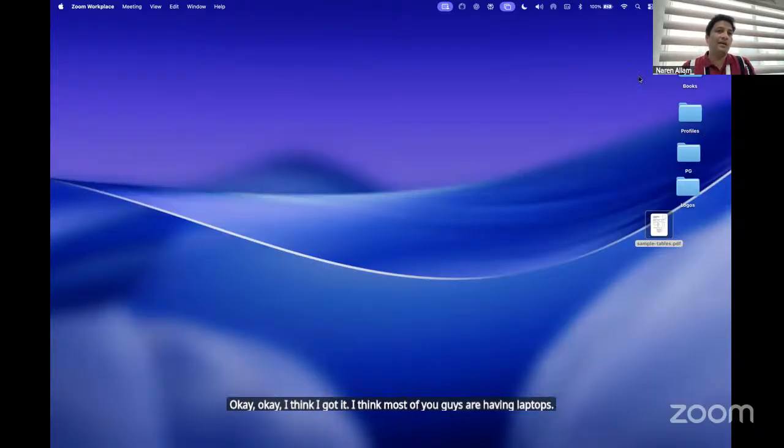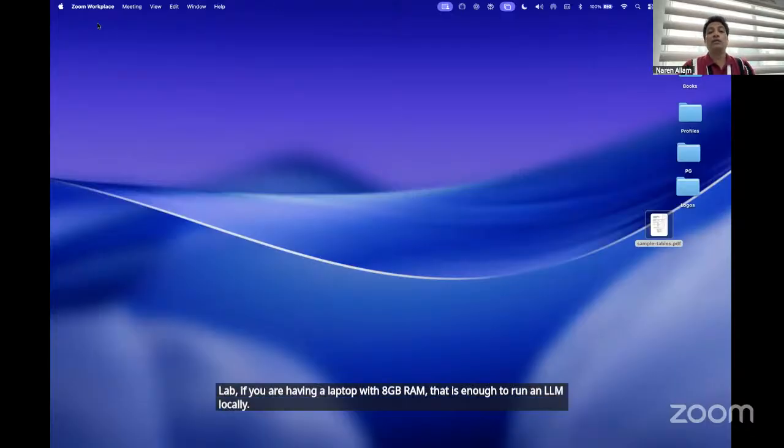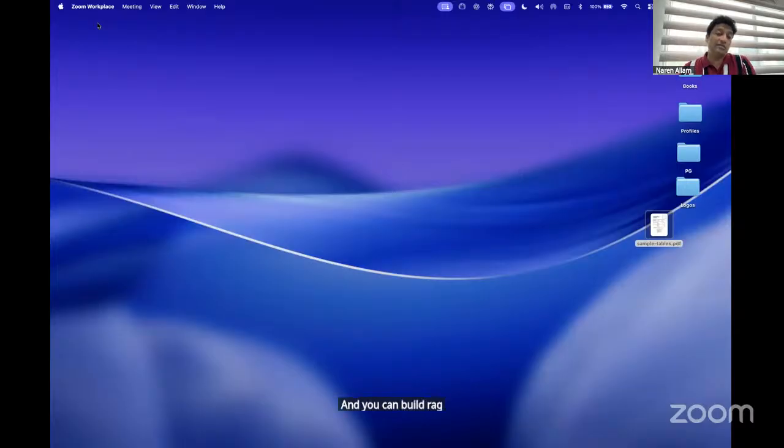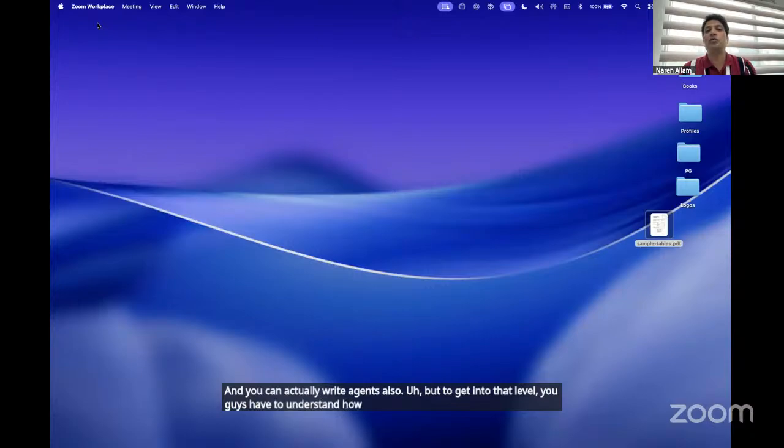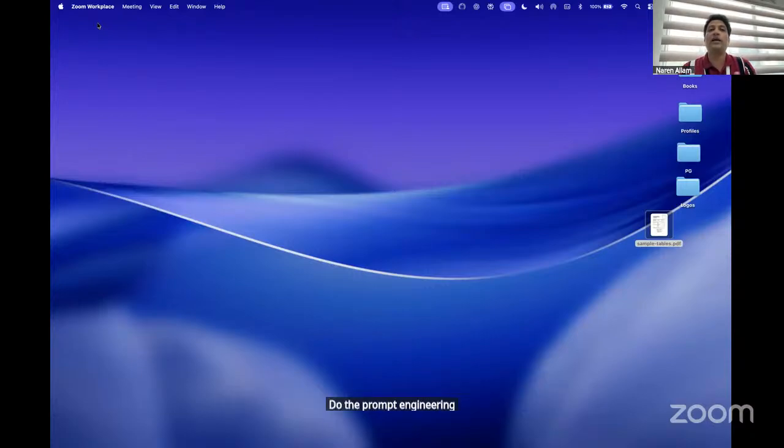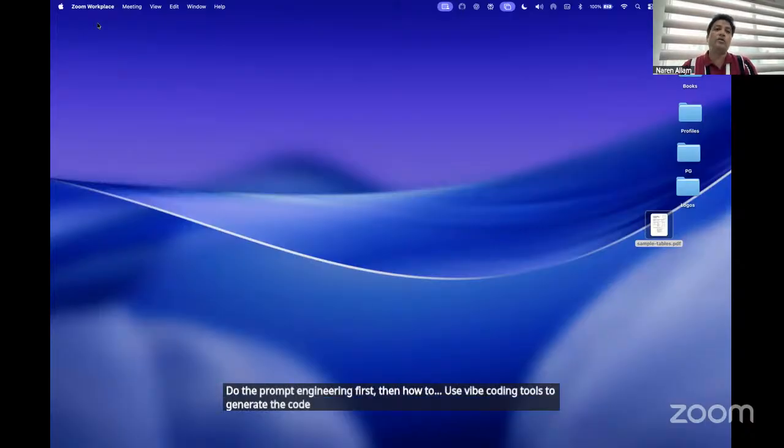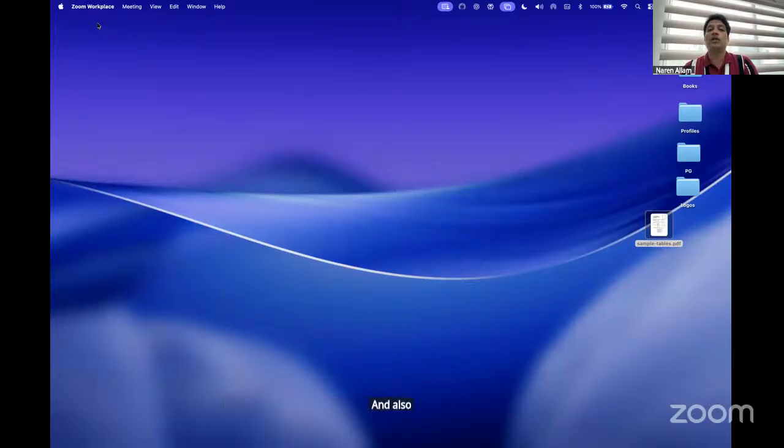If you have a laptop with 8 GB RAM, that is enough to run an LLM locally, and you can build RAG systems. I'll explain what exactly that is, and you can actually write agents also. But to get to that level, you have to understand prompt engineering first, then how to use vibe coding tools to generate the code. To do prompt engineering and vibe coding, first of all you have to understand what coding is, right?